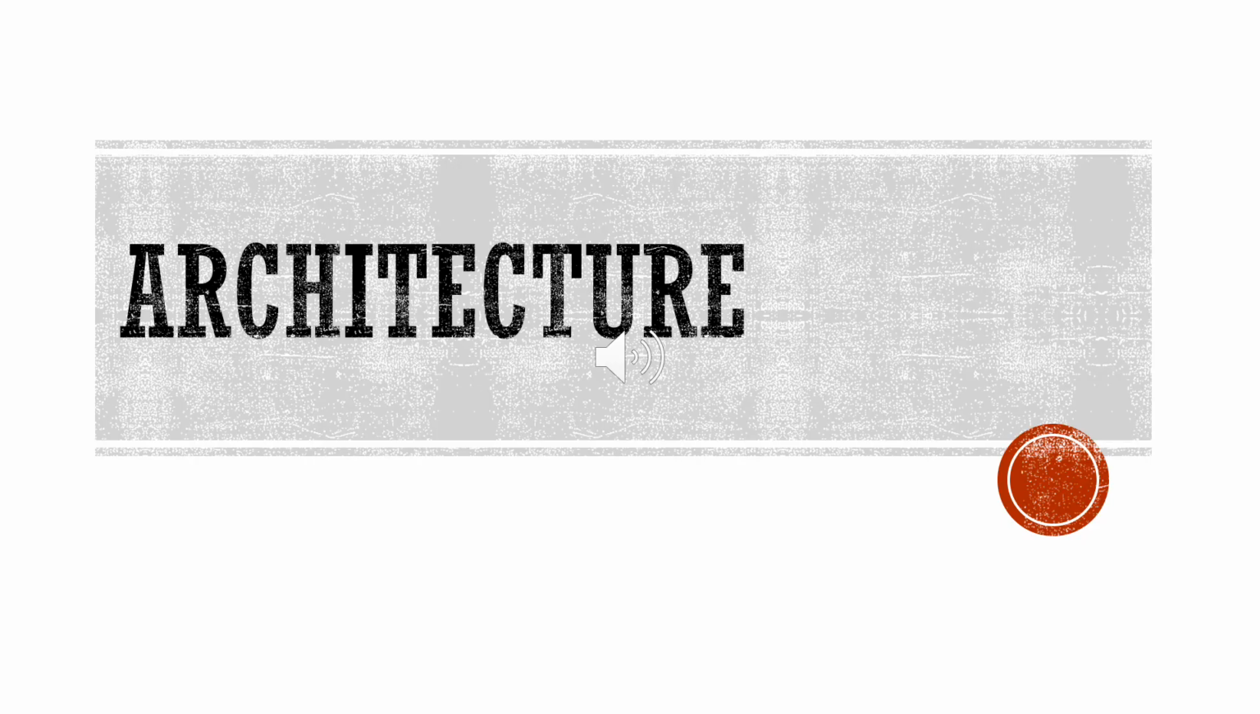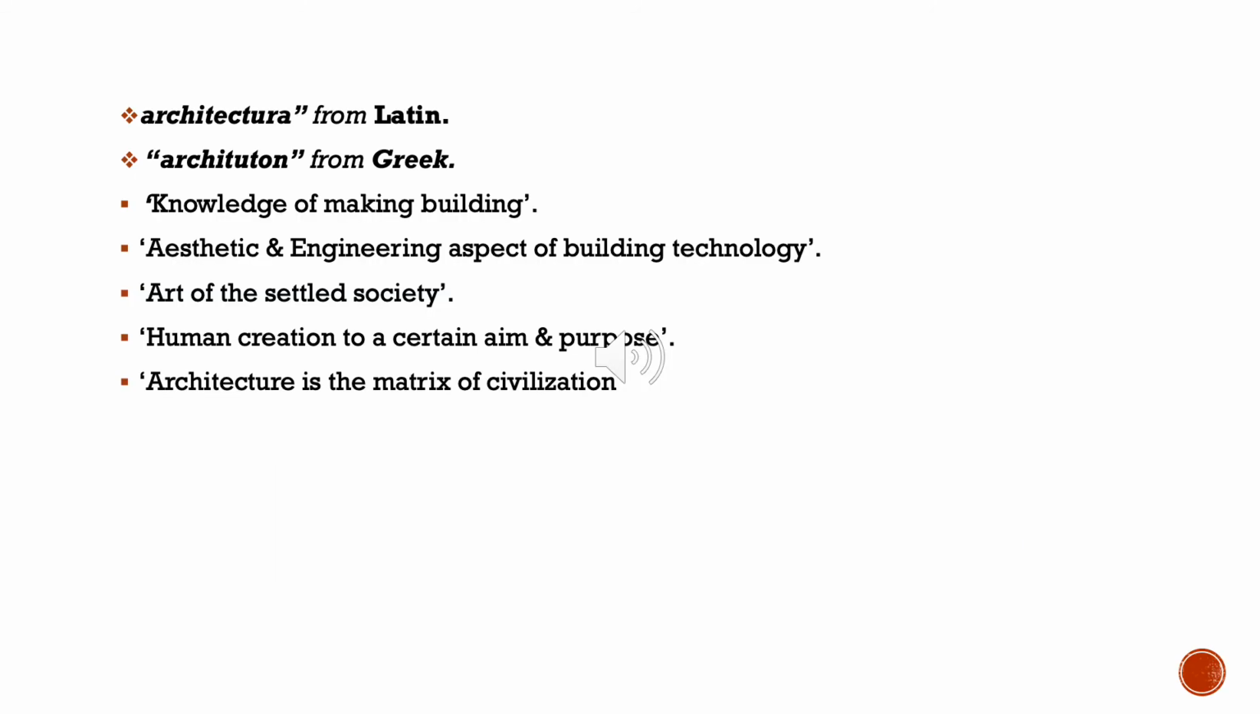Now we can go through the architecture in the Indian subcontinent. First, the term itself. The term architecture has been derived from the Latin architectura or the Greek architecture. It means the knowledge of making, building. Another definition for architecture was the aesthetic and engineering aspect of building technology, and the most famous one is the art of the settled society.